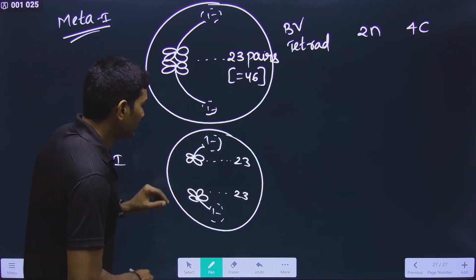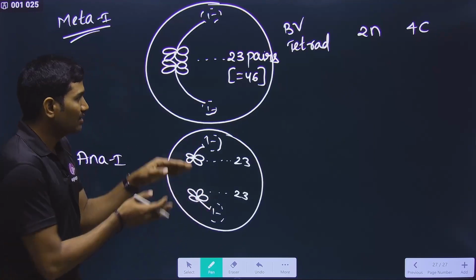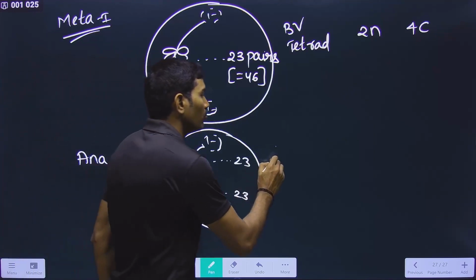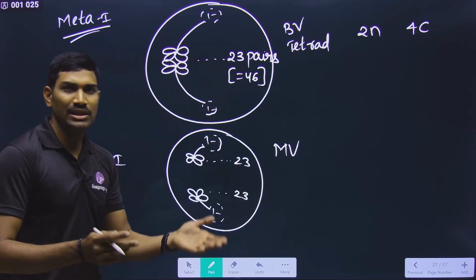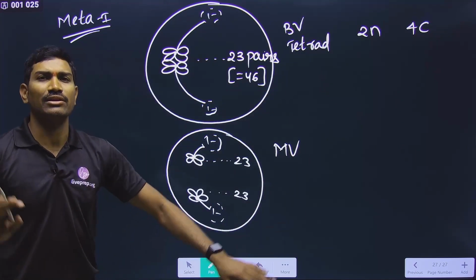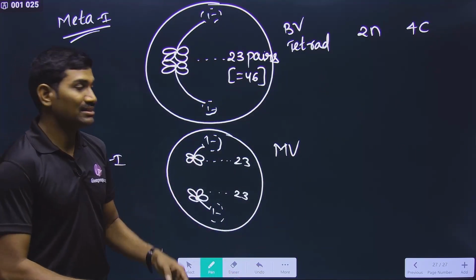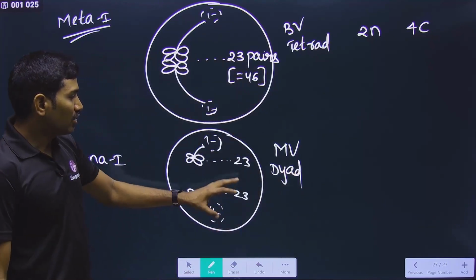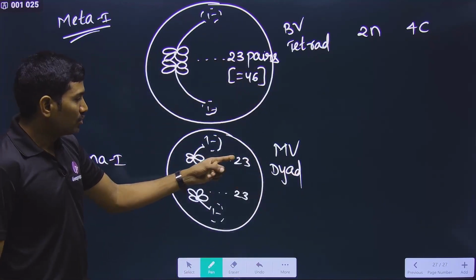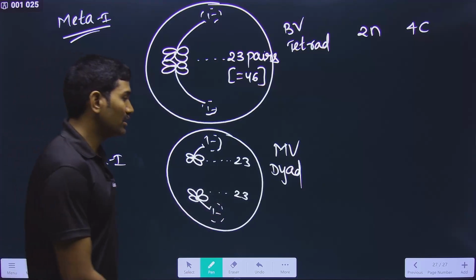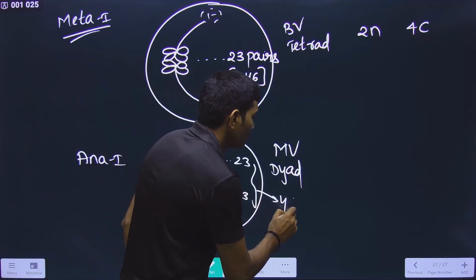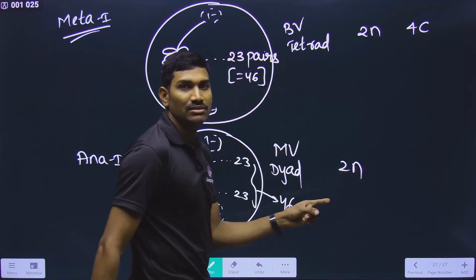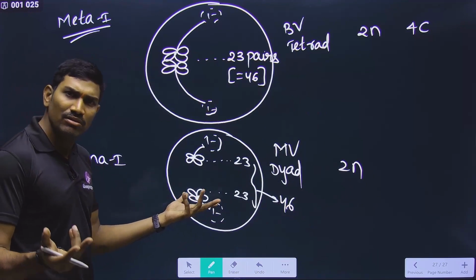Now what happened? Now chromosomes got individual. They got separated. Now you need to write monovalent. Once again, from now onwards, every time it is monovalent only. But here two chromatids are there, that's why it is a dyad chromosome. And now for the complete cell you are counting. So 23 plus 23 is 46 chromosomes. So it is a 2n condition, and the C value remains the same.